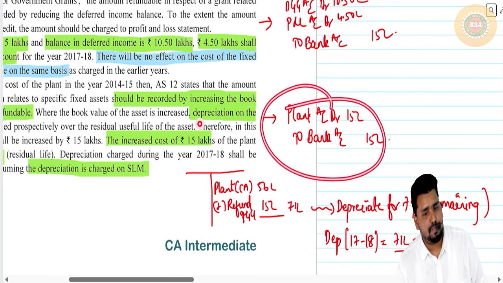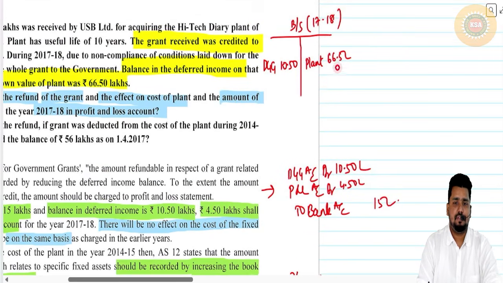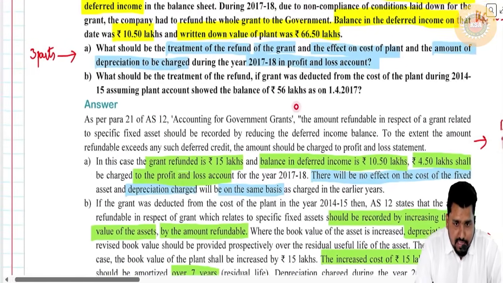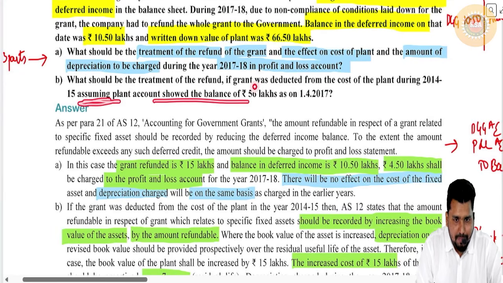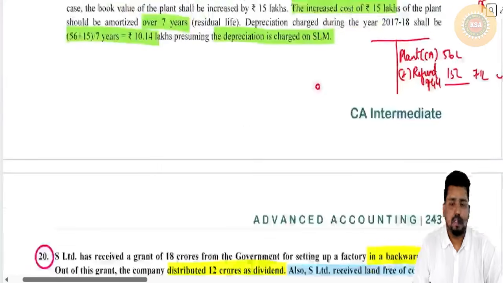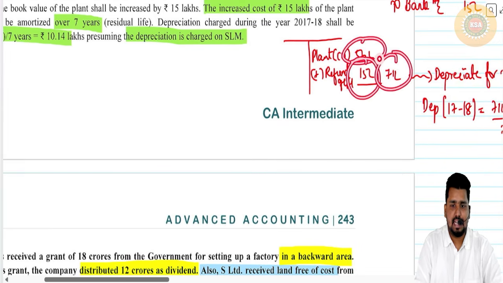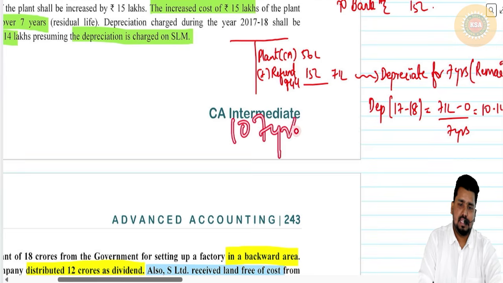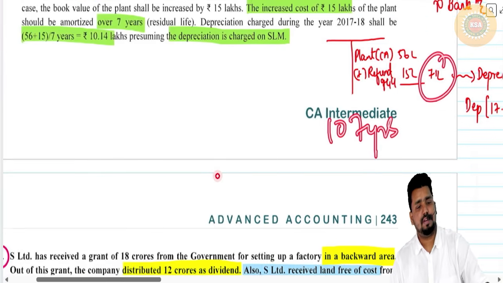Asset account debit to bank. Asset account debit to asset, it is already showing what? 66.5. Add what also? Here they would have given some other carrying amount separately. See, assuming the plant was showing a balance of 56. How much are we refunding? 15. The total carrying amount should now be 71 lakhs. Out of 10 years, 3 years are gone, how many years balance? So 71 lakhs divided by 7 years. Each year how much? 10.14 lakhs.